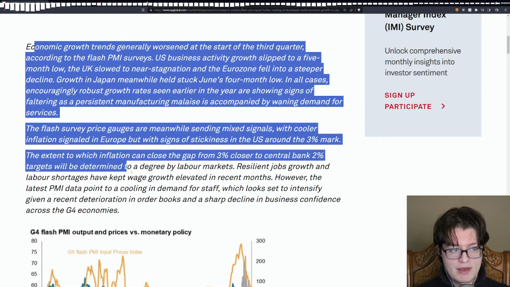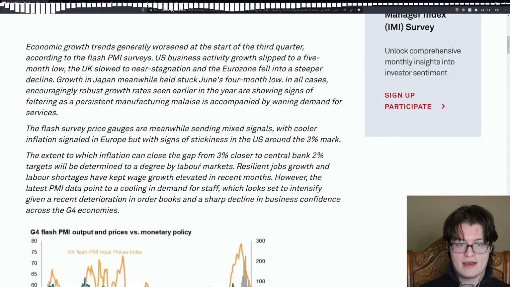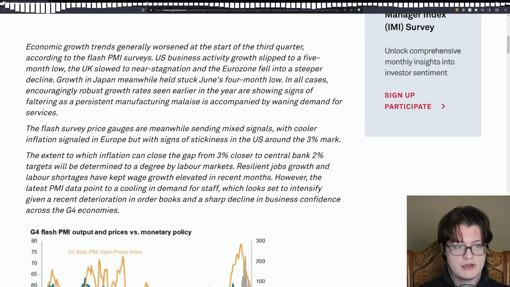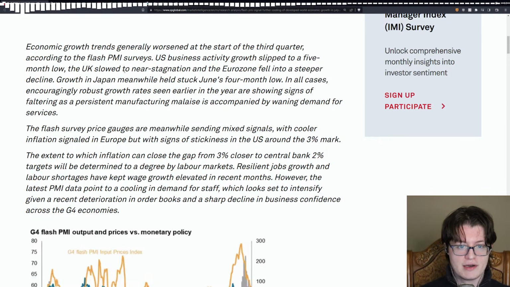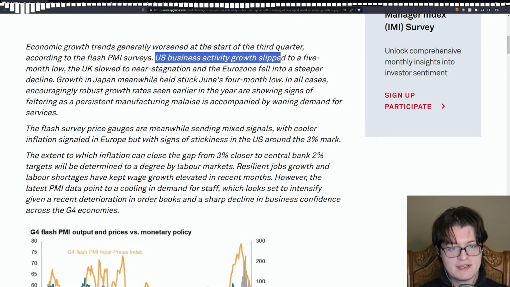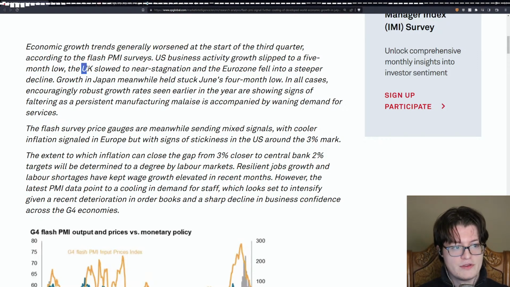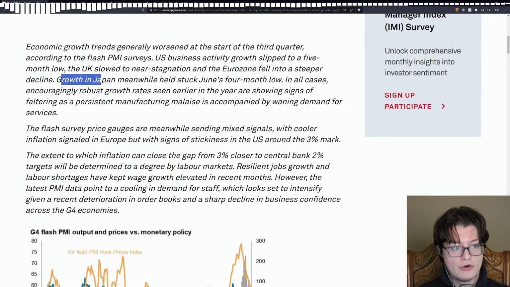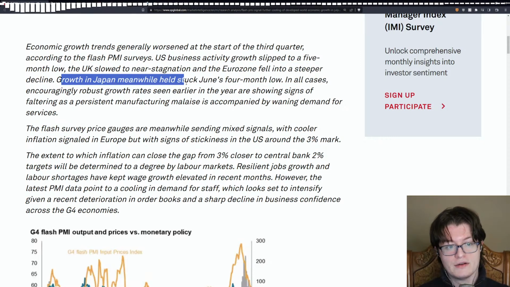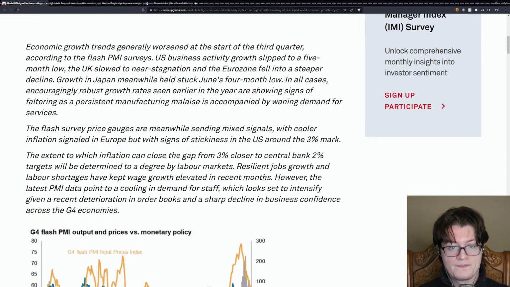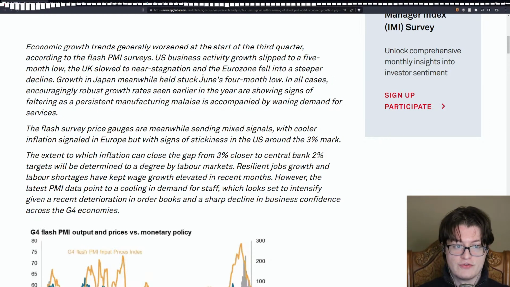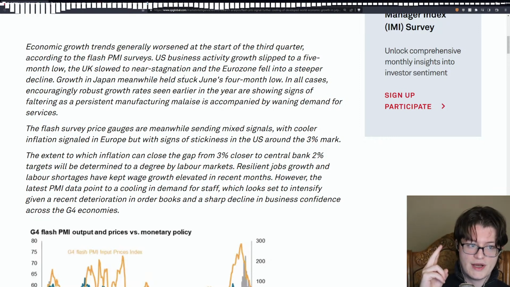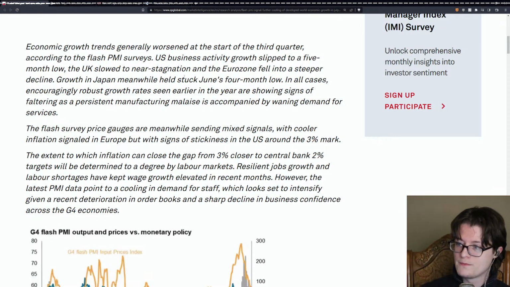And the big summary from this is simply, hey, growth continues to slow in the G4 economies. US business activity slipped to a 5-month low. The UK slowed to near stagnation. The Eurozone fell into a steeper decline. Growth in Japan, meanwhile, held stuck at June's 4-month low. In all cases, that's the G4: the Eurozone, the US, the UK, and Japan.